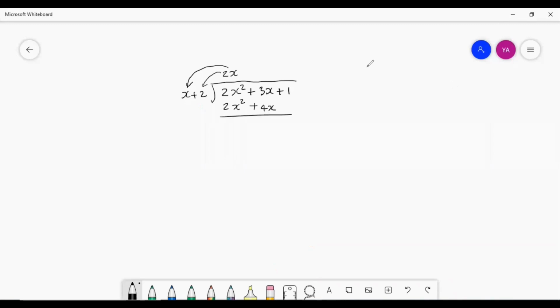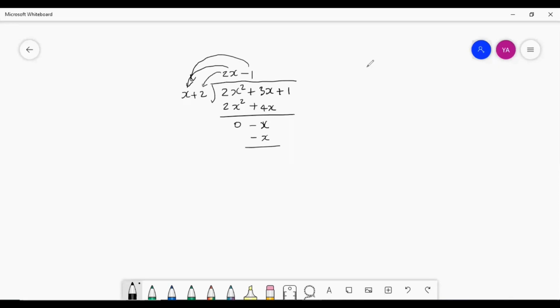Now subtract. 2x square minus 2x square is 0. 3x minus 4x is minus x. Then what will be the next term? That term into x should be minus x. Minus 1 into x, what is the product? Minus x, right? So it should be minus 1 as the second term of the quotient.